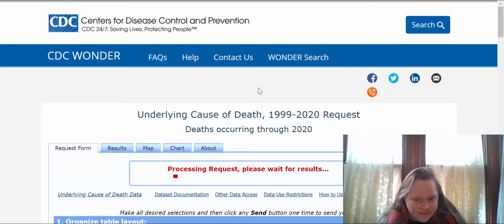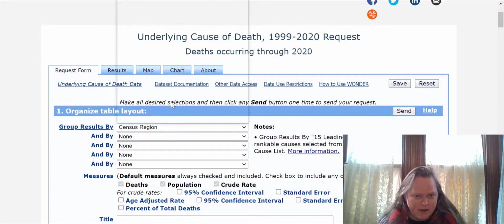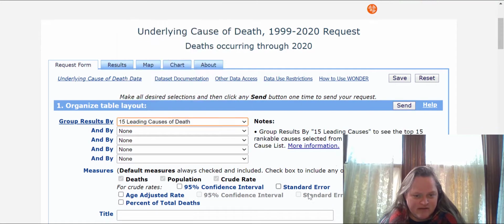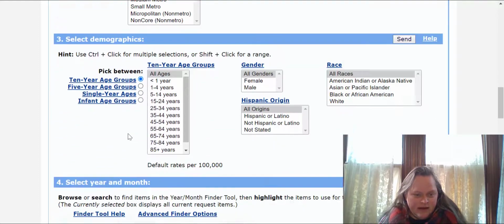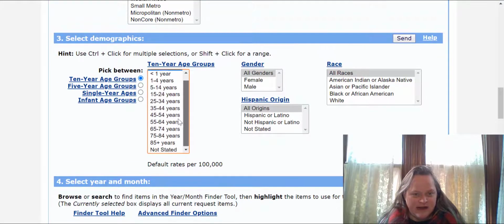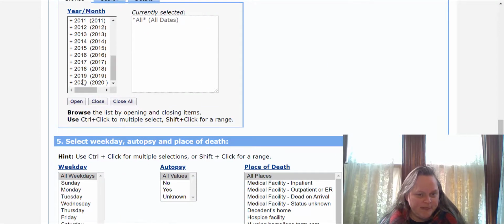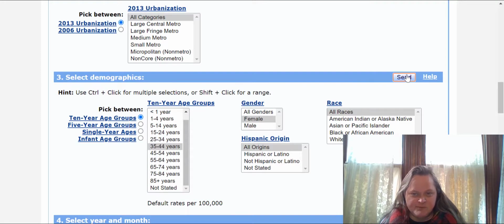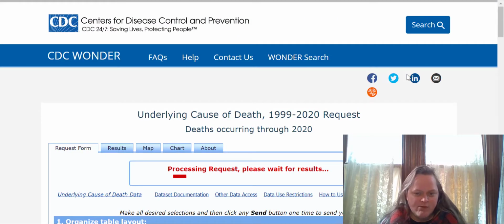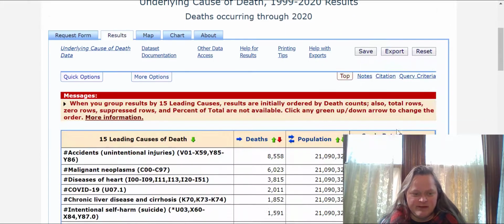Please reset. Go back to my 15 leading causes of death. And let's say I'm curious specifically about 35 to 44-year-old women in 2020. Maybe I'm interested in a particular demographic group. What were the top 15 in 2020? Where did COVID land for them, say?